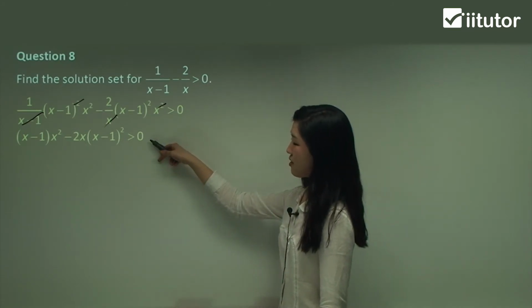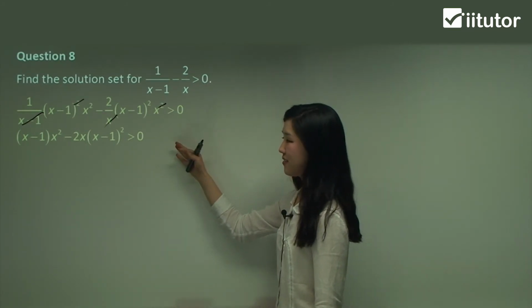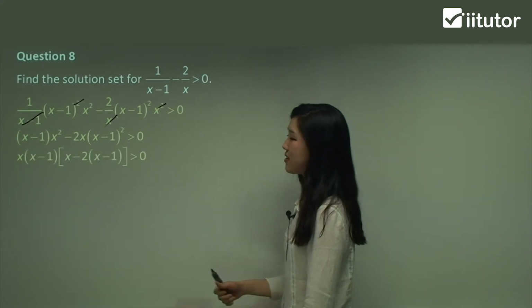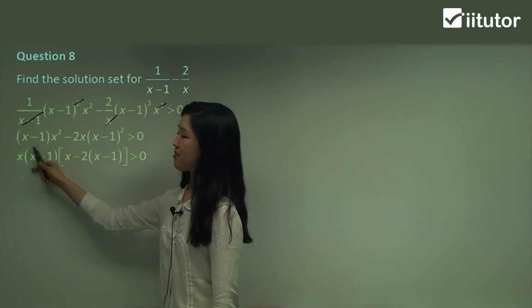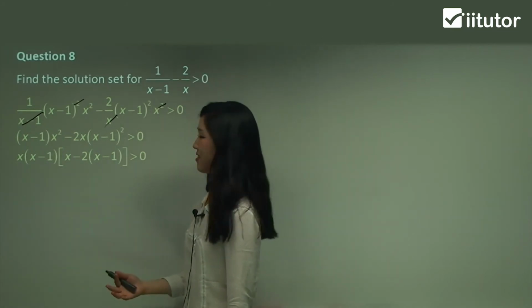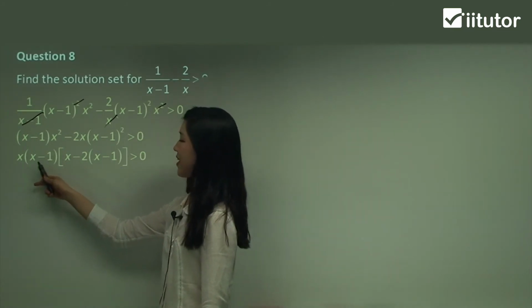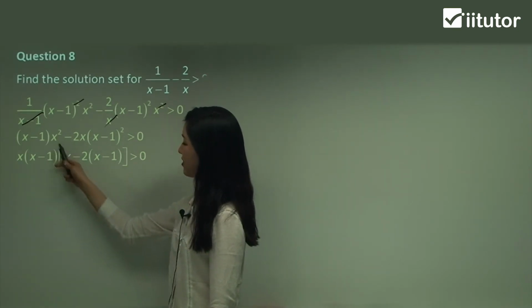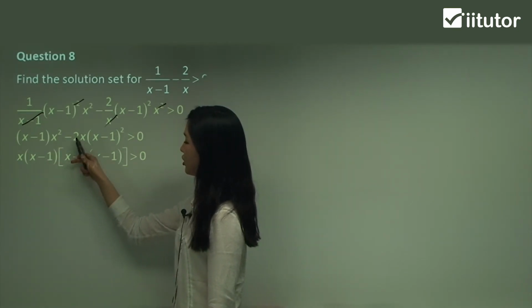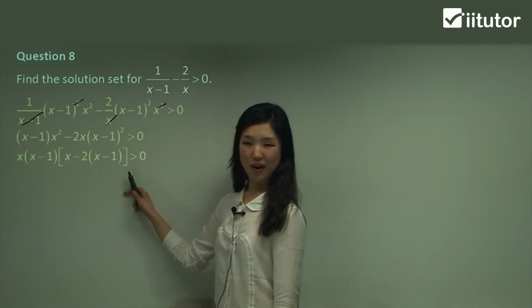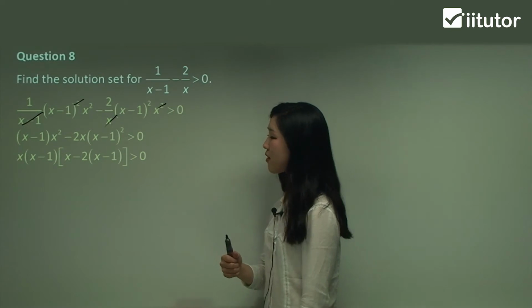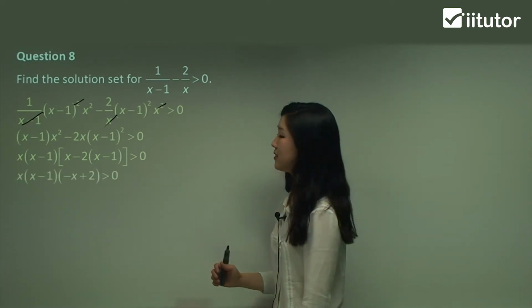So now that I've got to the simplified form, let's factorize like this. Because x and x minus 1 is a common factor, isn't it? So I've factorized by x, x minus 1. So if I do that, what do I have left here? Just x minus 2, x minus 1. Okay, just factorizing it. And that's still going to be greater than 0. Let's simplify it like this.